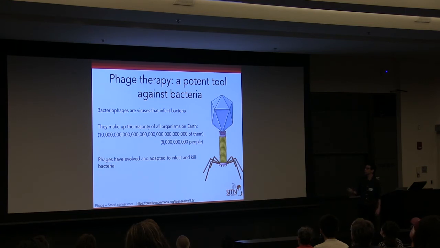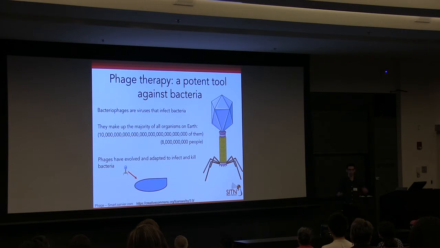Now, one potential tool we can use against bacteria are phage. Phage are viruses that affect bacteria. They make up the majority of all organisms on Earth. So just to put it in context, there's 8 billion people, and there's about 10 to the 30th phage. That's just an estimate. There's so many phage. And phage have evolved and adapted to infect and kill bacteria.